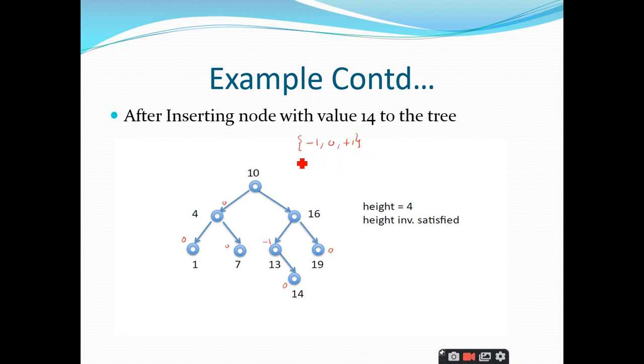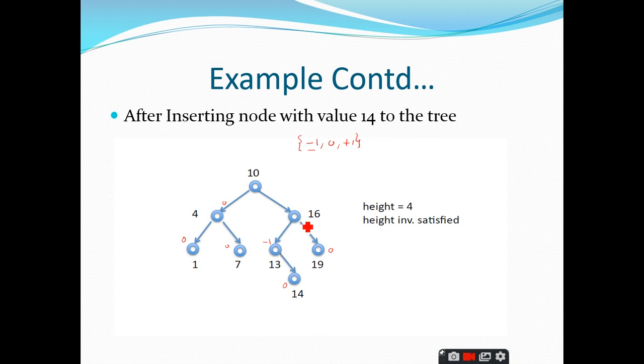So if you get a balance factor other than these 3 values, we say that the tree is imbalanced. So minus 1 is also acceptable, don't get confused. That is the formula given in the Forouzan textbook, that's it, one textbook. Is it clear up to this point?